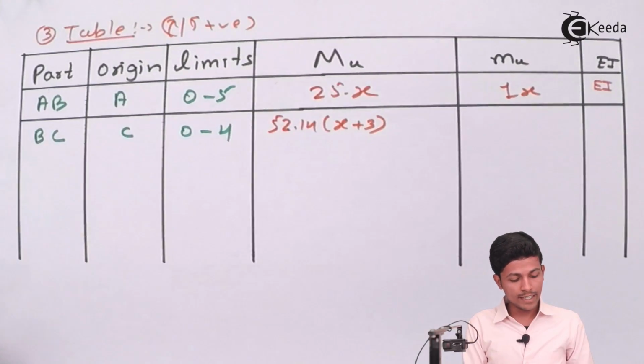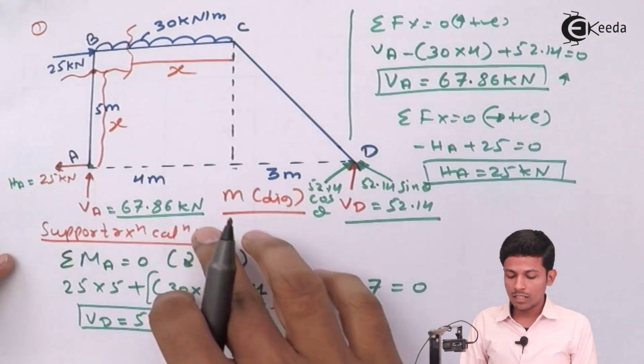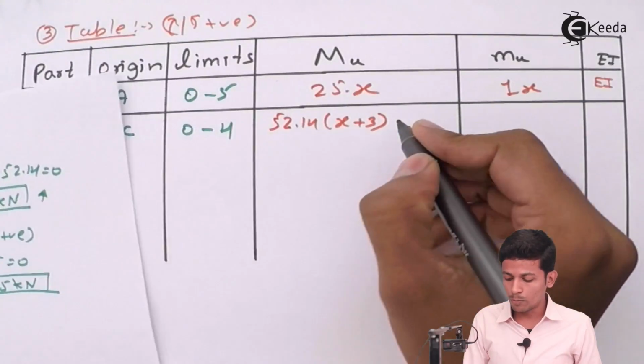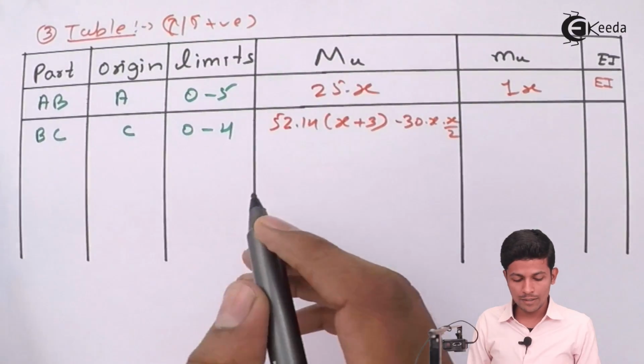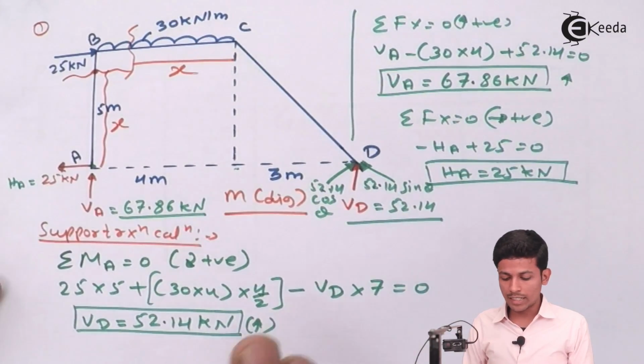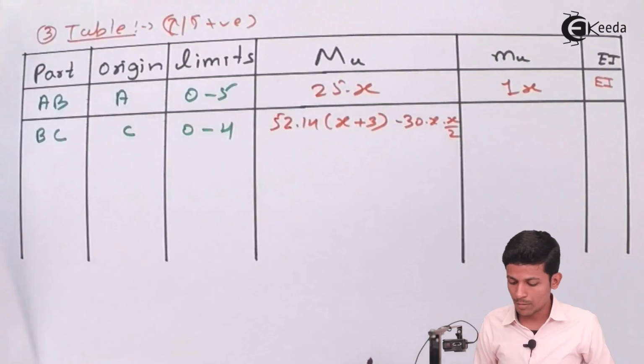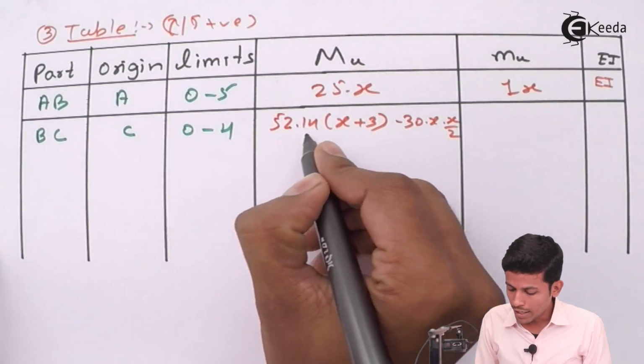Okay, now after that this UDL also comes in the picture: minus 30 into x by 2. Okay, after that what is coming in the picture? That's it, this much is coming over here. So resolve it one time over here.